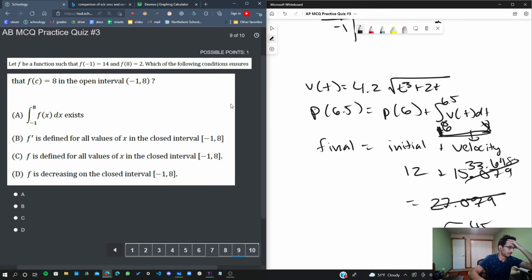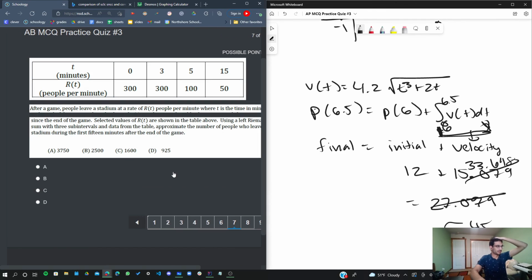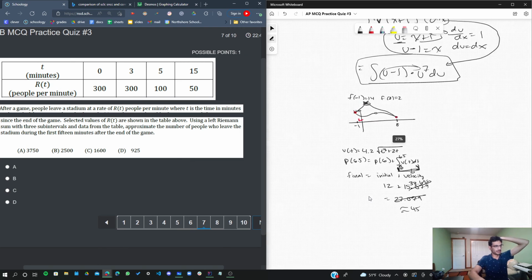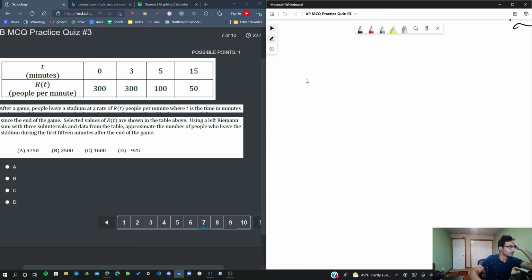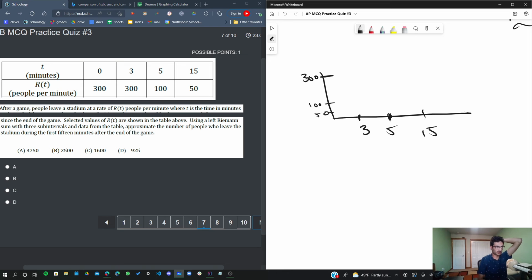Okay, 4.5 minutes left. Let's do the Riemann sum first. During the first 15 minutes of the game, I'm just going to graph this. So it's 300, 300, and then 100, and then 50. This is at 3, 5, and 15. For the left Riemann sum, I'm going to plot all these points: 0, 300, 3, 300, 5, 100, and 15. So 3 subintervals.